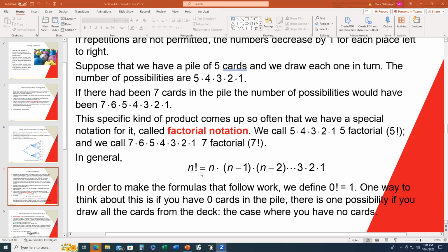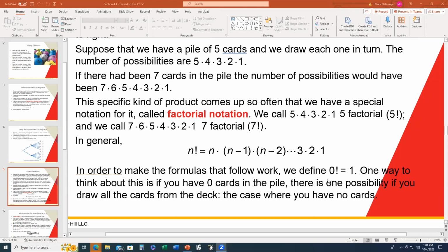In general, n factorial is n times n minus 1 times n minus 2 times n minus 3 times n minus 4 times ... all the way down till we get to 3 times 2 times 1. Oddly enough, 0 factorial is defined to be equal to 1. 0 factorial is not 0, it's equal to 1.